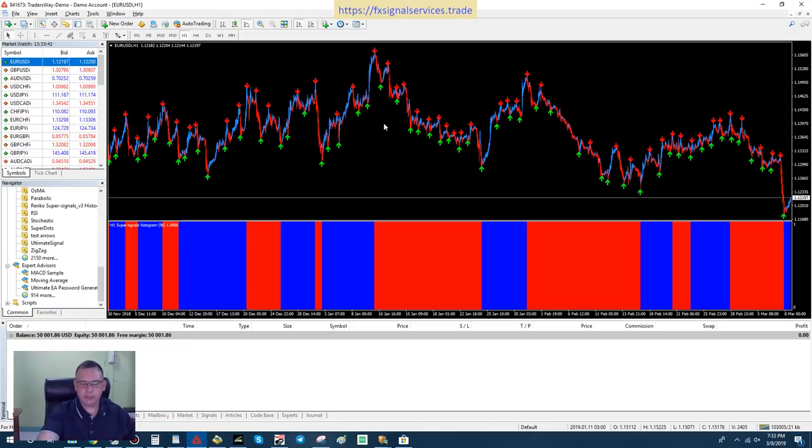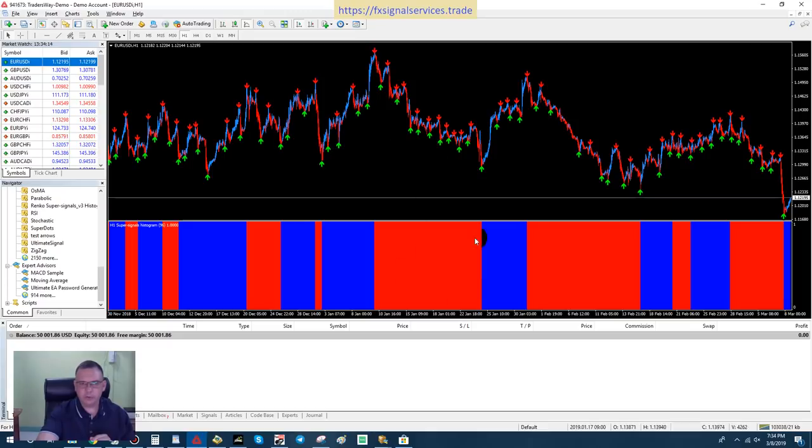If you've been using this before, you know that you'll get red and green arrows, up and down, the buy and sell, and you can trade off of these no problem. But with this, you have a red histogram or a blue histogram on the bottom, and the histogram on the bottom is what confirms the actual trend. You want to be trading the arrows up here, the signals that match the histogram.